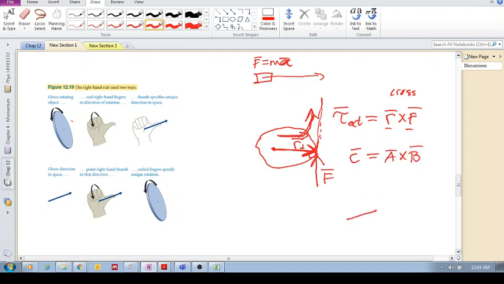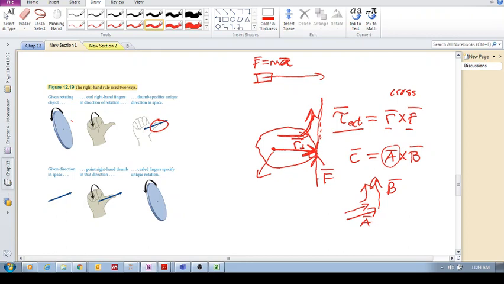So if you've got vector A and you've got vector B, then you put your fingers in the direction of the first vector and you curl it in the direction of the second vector. And as you do this, you'll see that in this specific case, the direction is your thumb, which is pointing out of the page. It's coming out of the page, right?